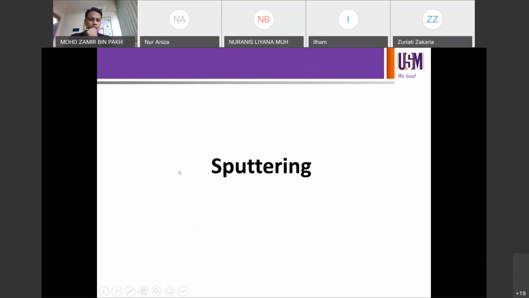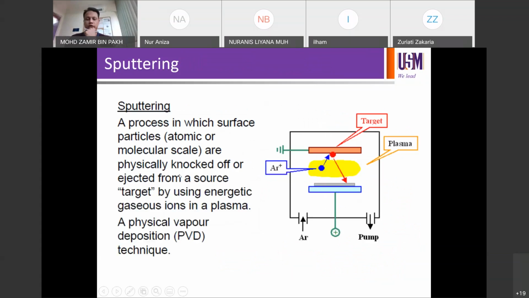Okay, so now let's continue with sputtering. Sputtering is another PVD process, so physical vapor deposition process. In thermal evaporation and in e-beam evaporation, we discussed evaporating the materials off the source. On the other hand, sputtering is another mechanism.